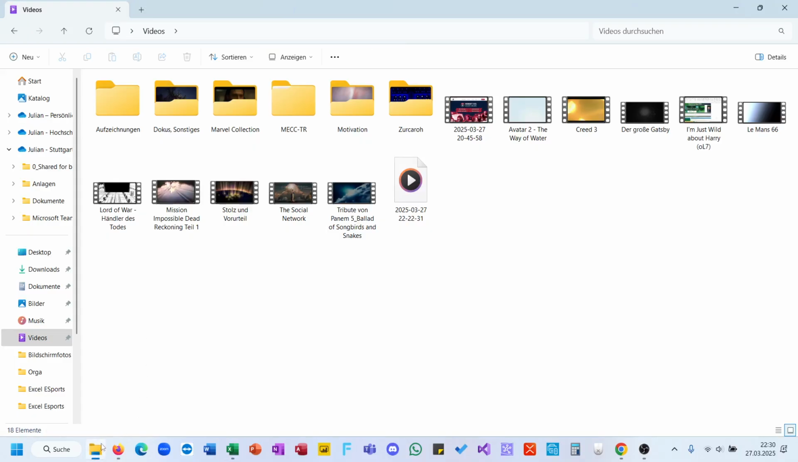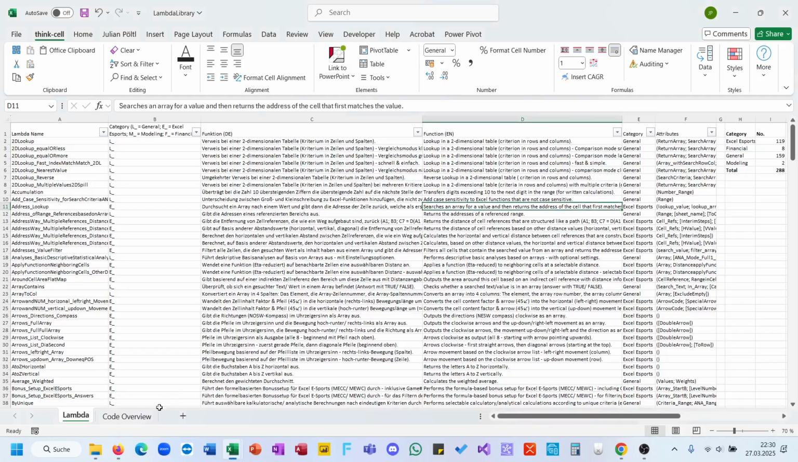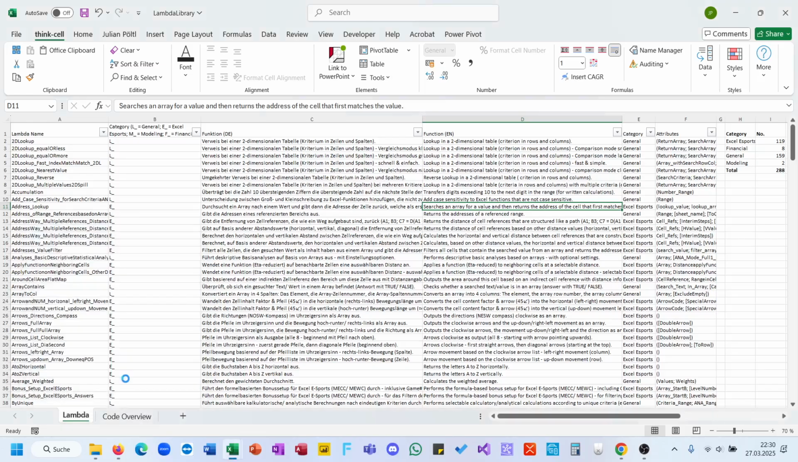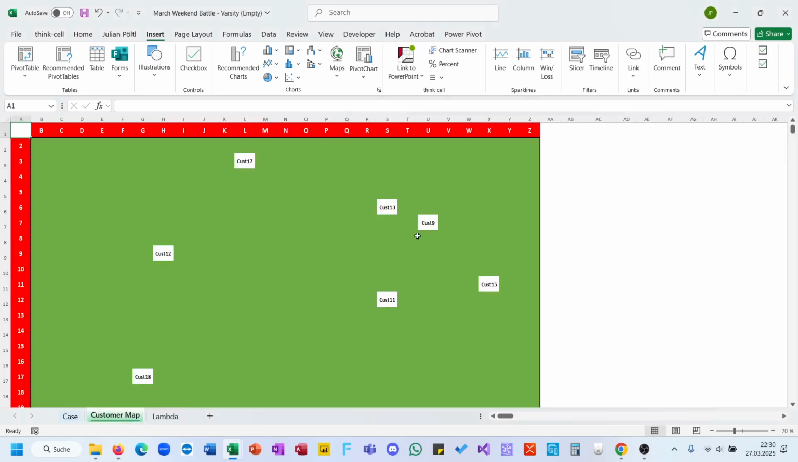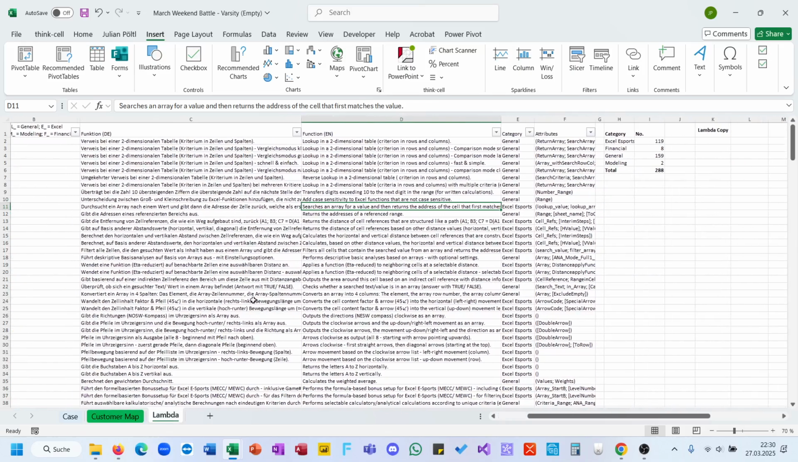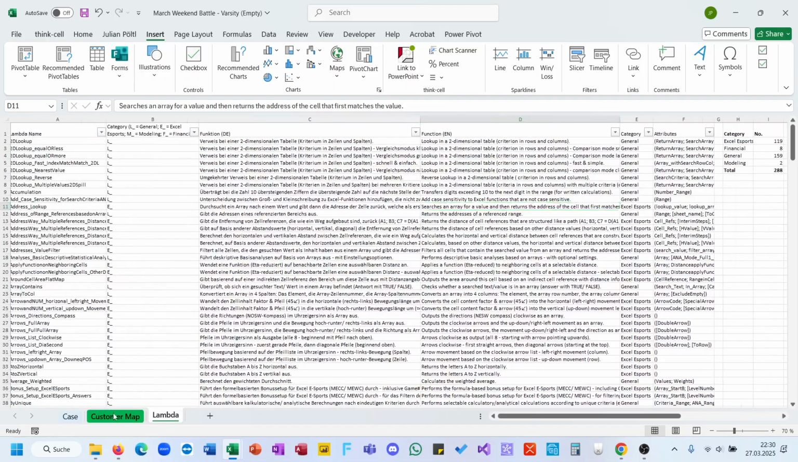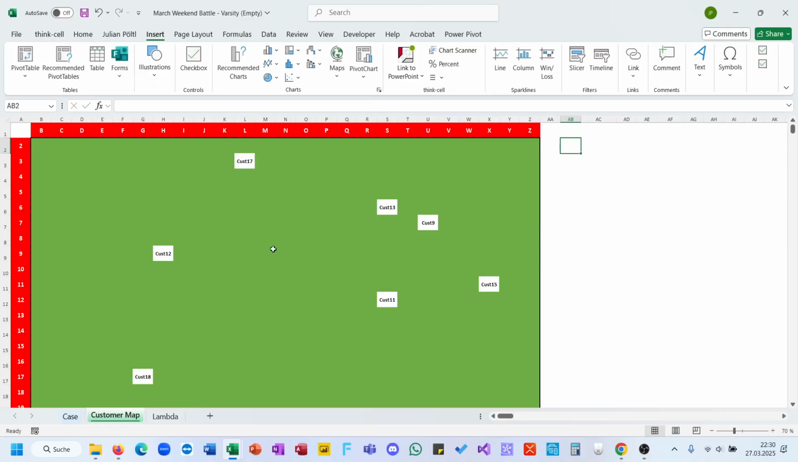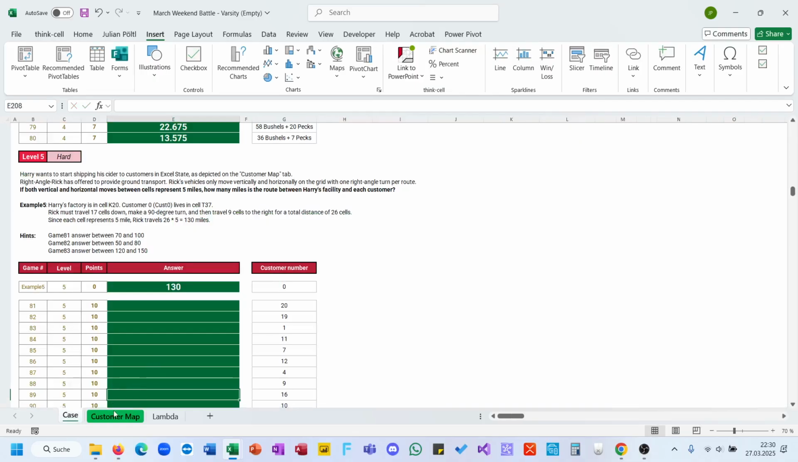Okay, use lambdas. Use lambdas. When you want to have my lambdas, it's always on my channel. Not this version, but an earlier version. Yeah, and they will grow hopefully. Okay.